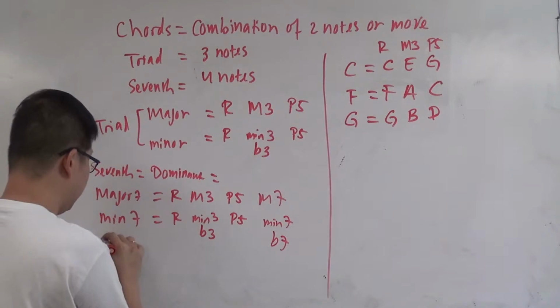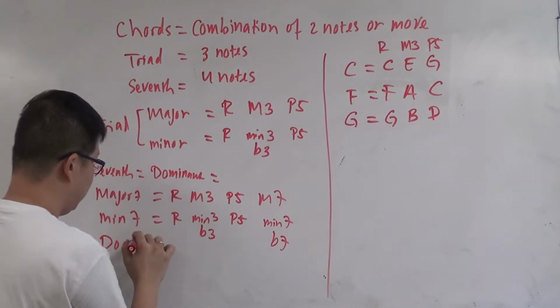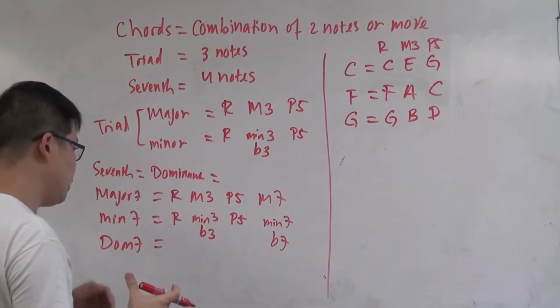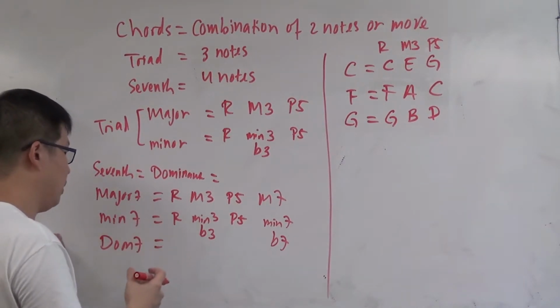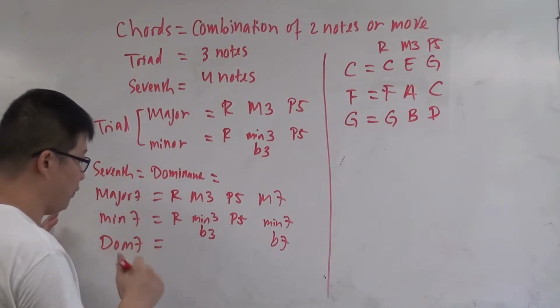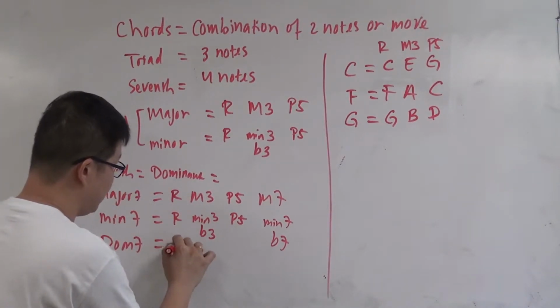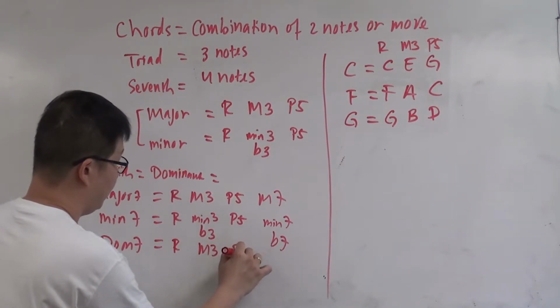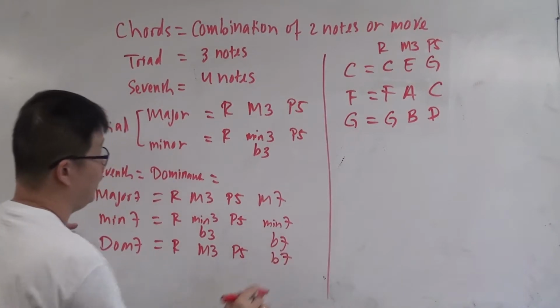Now for the dominant, in here we say dominant 7. However, in practice, usually people just say the 7. Major 7 and dominant 7 are two different things, so don't get confused. Dominant 7, the rule is root, major third, perfect fifth, and flat 7.